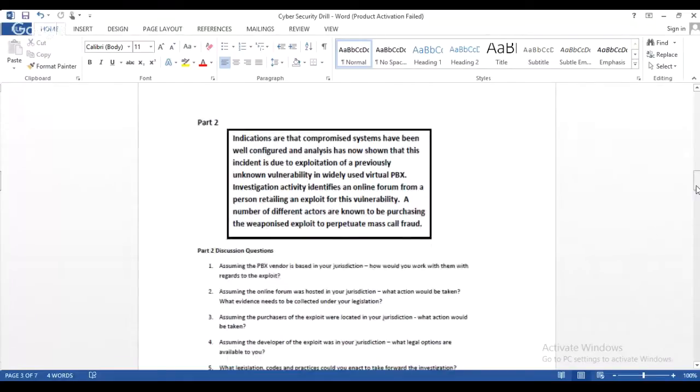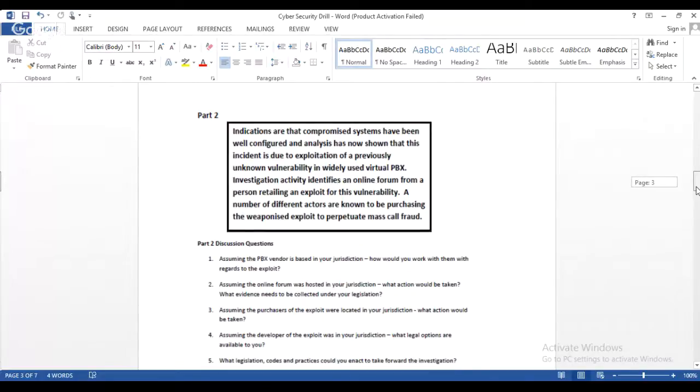Yes, Rishan. First question is, assume the PBX vendor is based in your jurisdiction. How would you work with them with regards to the exploit? So the answer to that question is to take the necessary legal action against the vendor.